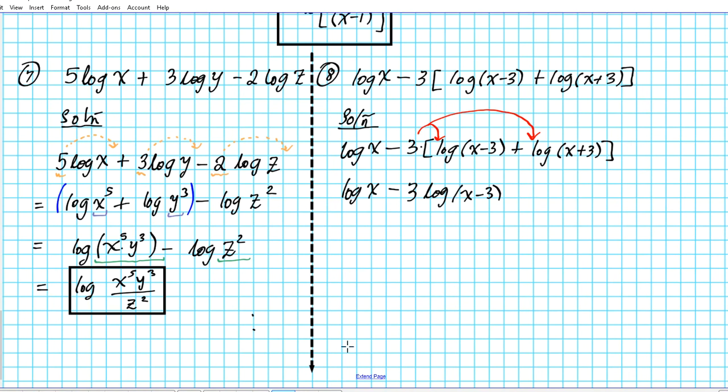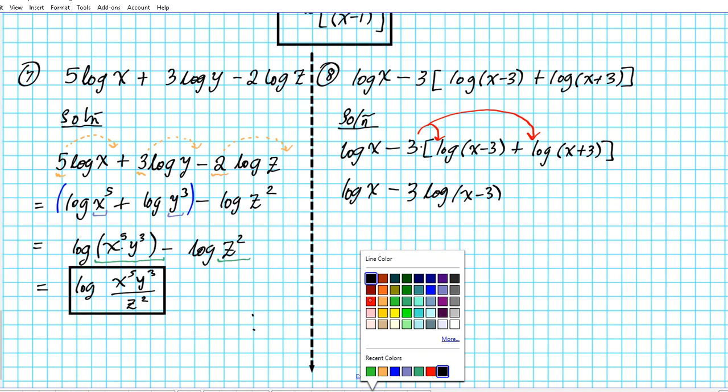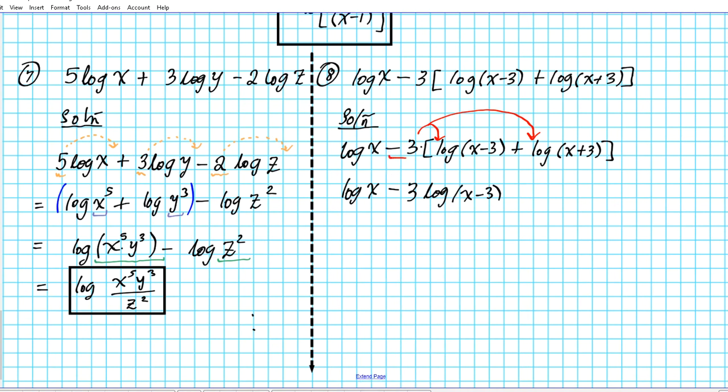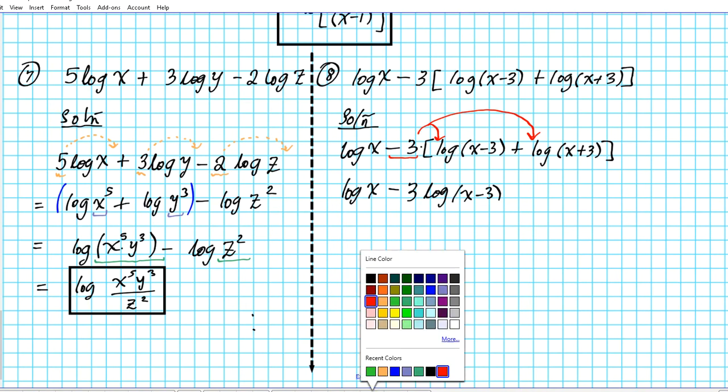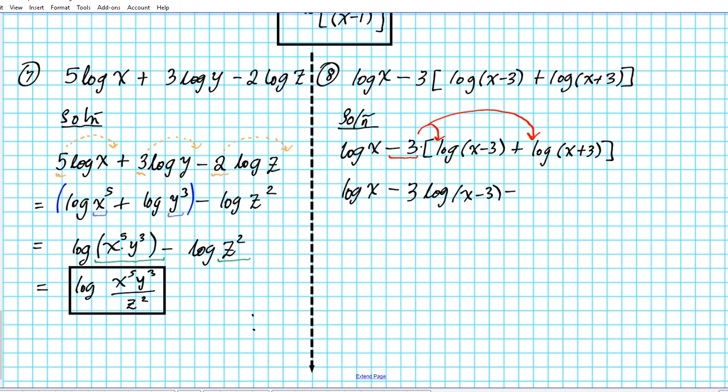So let me make sure I make this explicit here. We're not just distributing 3, we're distributing negative 3 to these two terms. So we have negative log base 10 of x minus 3, plus, and then when you multiply plus by negative 3, it becomes negative 3. Okay, so minus 3 log of x plus 3.